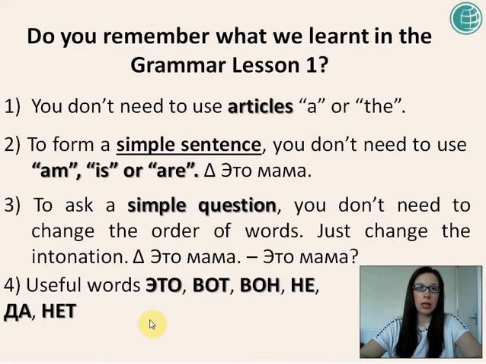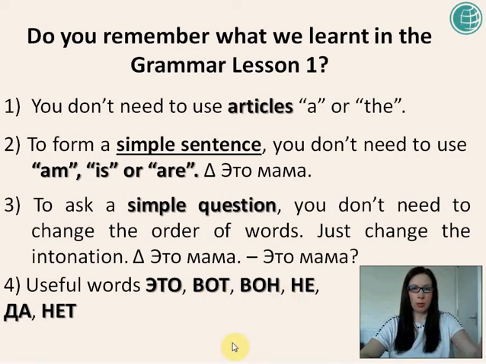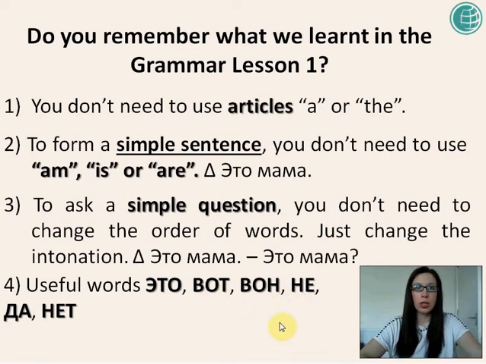Это, which means this is. Это мама. Вот and вон, which means here is, here are. Это яблоко или вот яблоко, вон яблоко. Вот and вон, you always show something. Не, which means not. Это не турист. This is not a tourist.